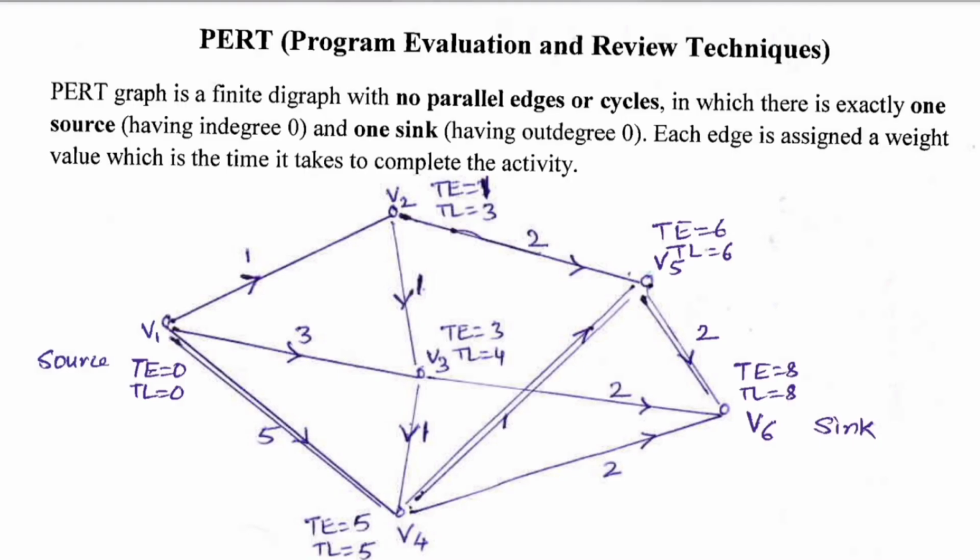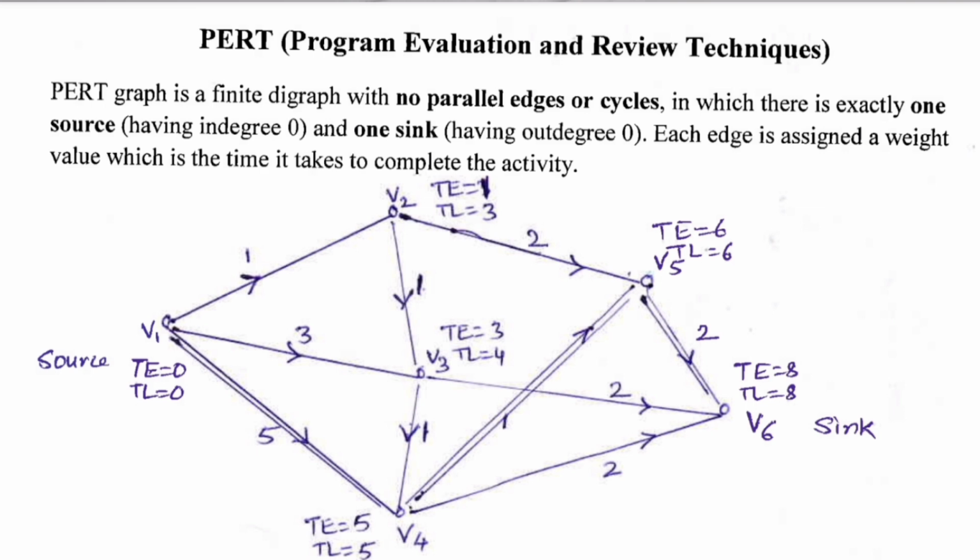So, PERT means Program Evaluation and Review Technique. A PERT graph is a finite graph with no parallel edges or cycles, in which there is exactly one source node having in-degree 0 and one sink node having out-degree 0. Each edge is assigned a weight value, which is the time it takes to complete the activity.